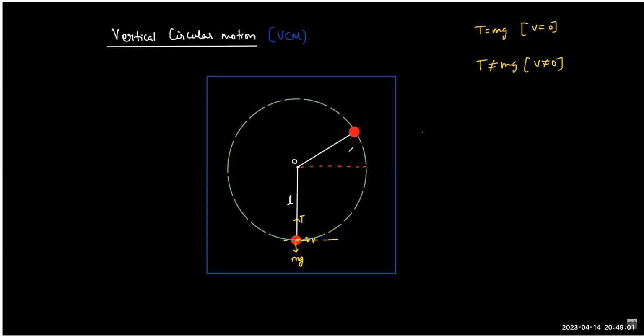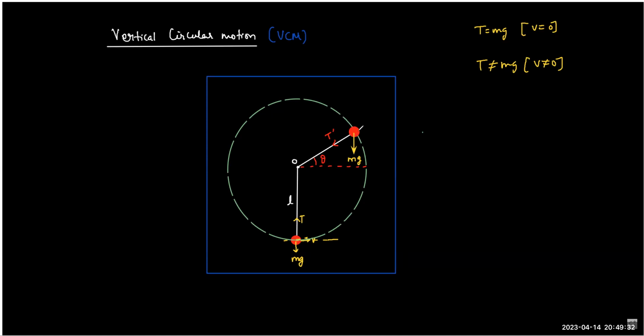Now the tension will change throughout the journey. It cannot be the same always. So let's say the tension here is some value T, or let's call it T dash. Let's call this angle theta. And the gravitational pull will act like this. So what you can see is that the tension and the mg are not opposite; rather they have a supportive nature in this case.